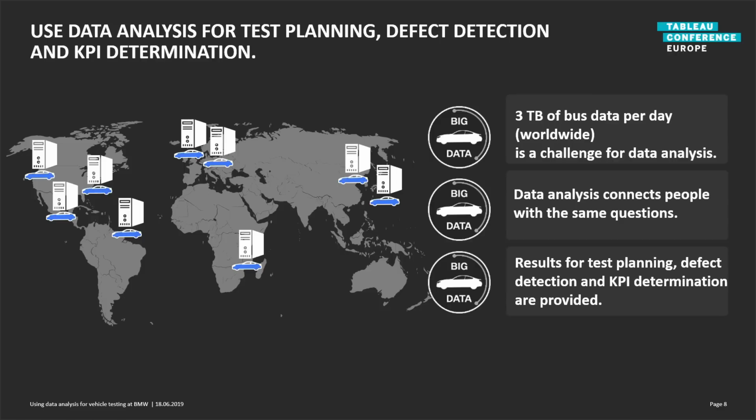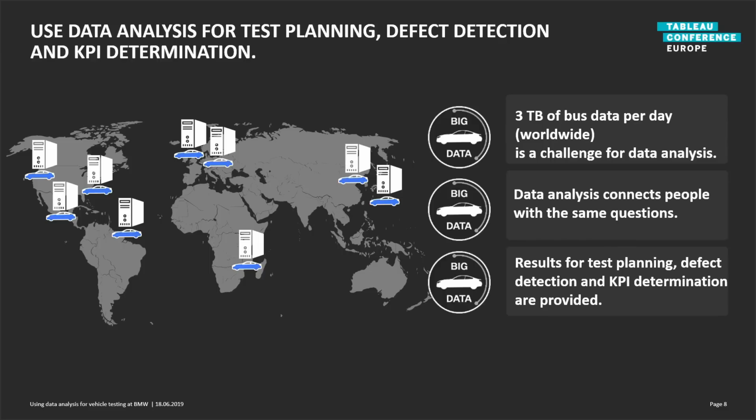So if you remember the map from before, now we have put servers everywhere. And these servers are used for data analysis. Just to get some numbers, we have about 3 terabytes of data per day, which I created. And it's just the bus data, so it's not raw data, for example camera data, just the bus data. And this data is used to connect the people. So as you know, we're using Tableau. It's really easy to share the results. That's a big advantage compared to the manual process.